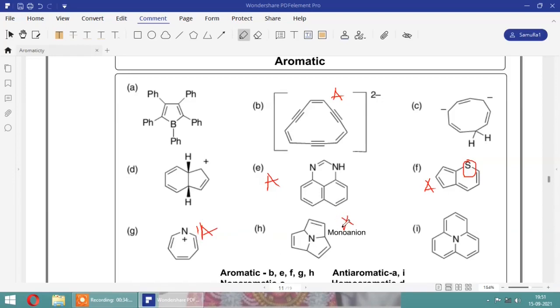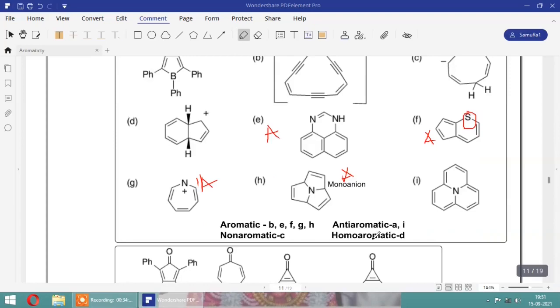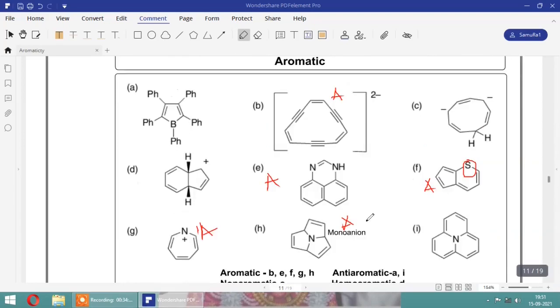And A and I, this is antiaromatic. It contains 4 pi electrons, so it is antiaromatic. I, it also, 1 2 3 4 5 6, here go 2 electron, 12, 14 electrons, so this also is antiaromatic.